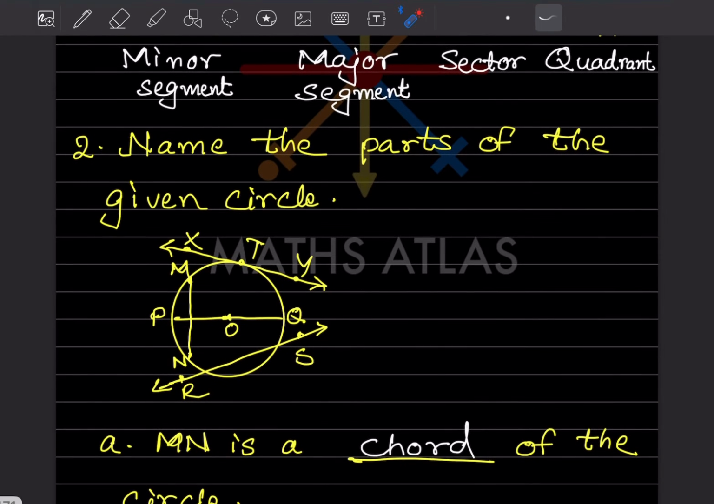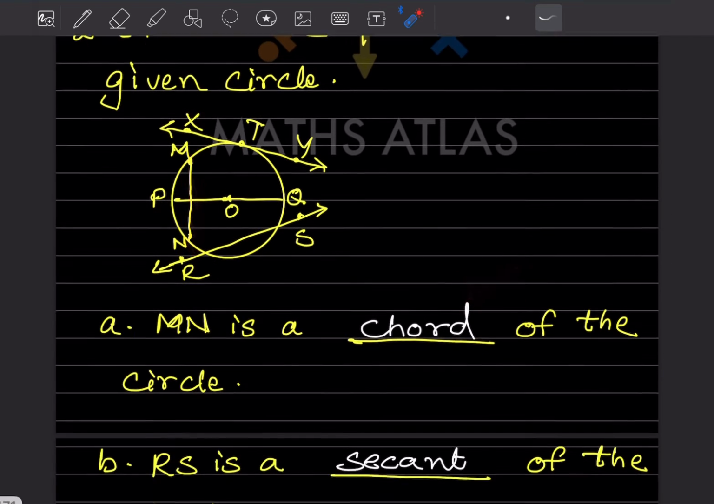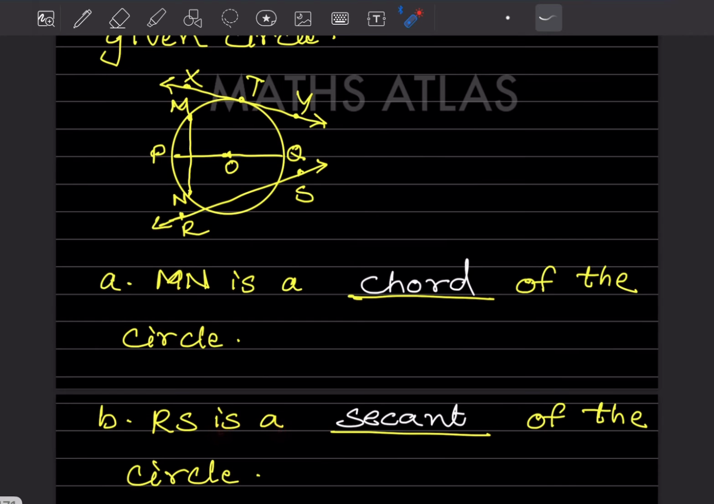Name the parts of the given circle. So this is the circle given. They said MN is the dash of the circle. Where you can see MN is here, so this is the chord of the circle. RS is the dash of the circle. This is RS, but you can see the arrows, and this is outside here. So this is called the secant of the circle.